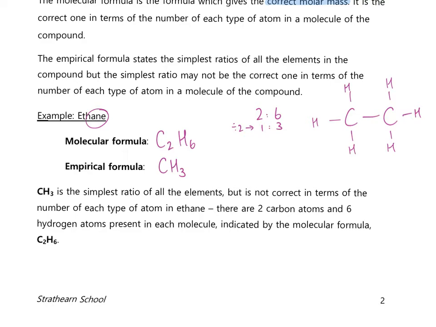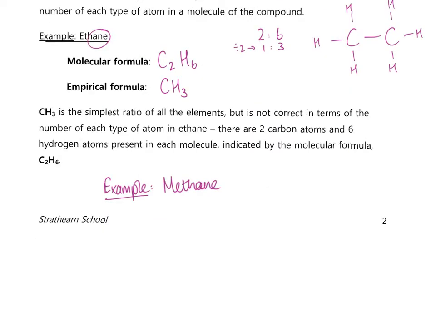So CH3 is the simplest ratio of all the elements, but it's not correct in terms of the number of each type of atom in the molecule. There are actually 2 carbon atoms and actually 6 hydrogen atoms, and that's indicated by the molecular formula. But as I said, sometimes the empirical formula is the same as the molecular formula.